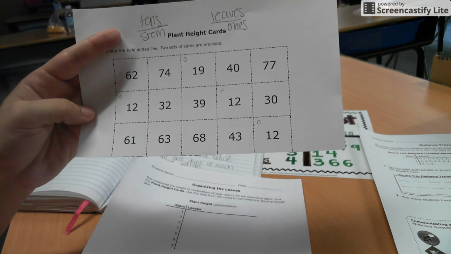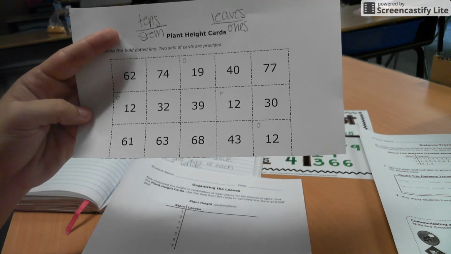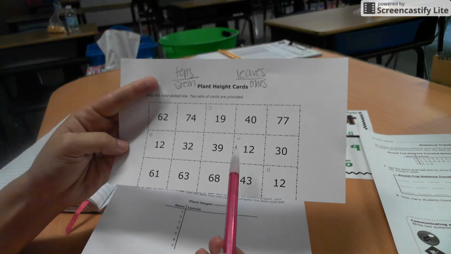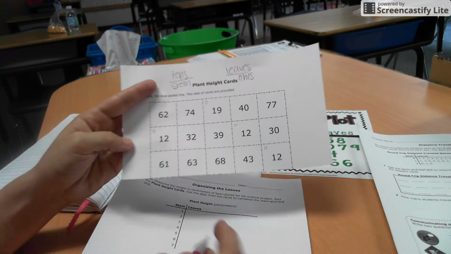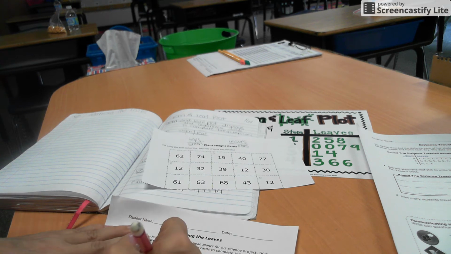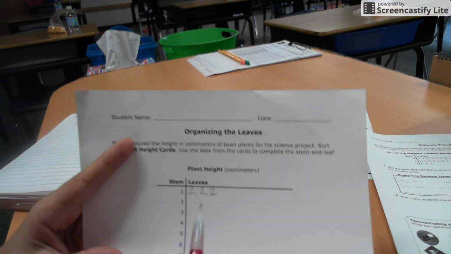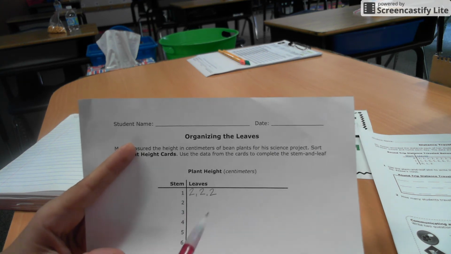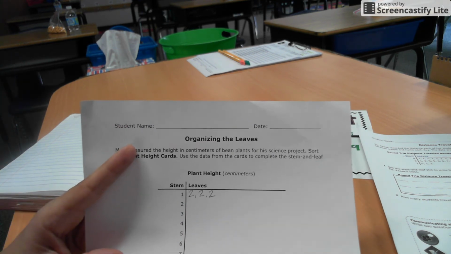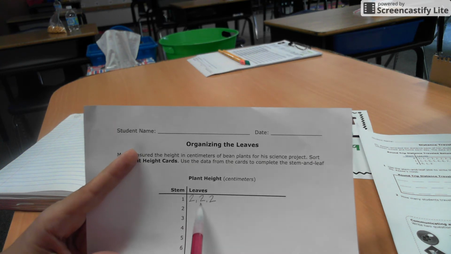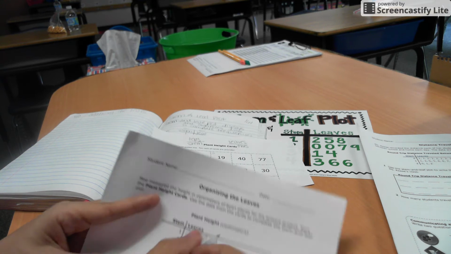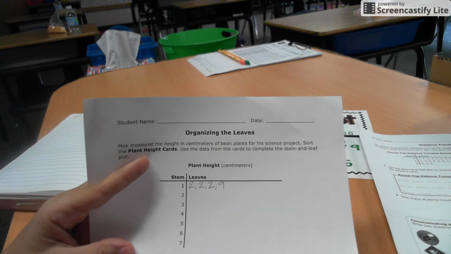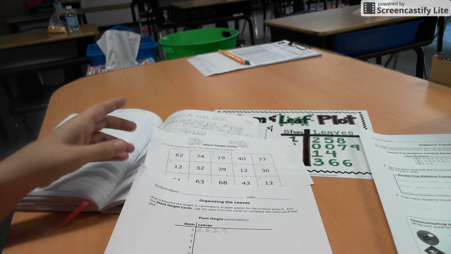So then I'm going to list them in order from least to greatest. So I'm going to start with 12. Now, how many 12s do I have? I have 3. So that means I have to put 3 2s in my leaves column. It's kind of like on a dot plot where you have 3 dots or 3 X's. I'm going to have 3 2s, and then I'll have my 9 for my 19.